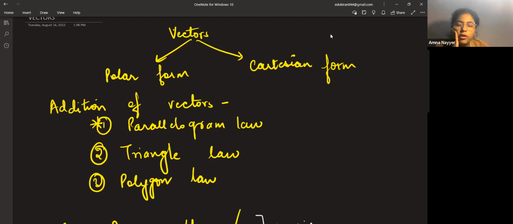Now coming to polar form, it will also be used everywhere. Vectors are very basic. Addition of vectors requires three laws: parallelogram law, triangle law, and polygon law. Derivation of the parallelogram law only comes; in the triangle law and polygon law, the resultant answer is the same as what we obtain through the parallelogram law. I'll do the derivation right now with you so that step by step you are able to remember.